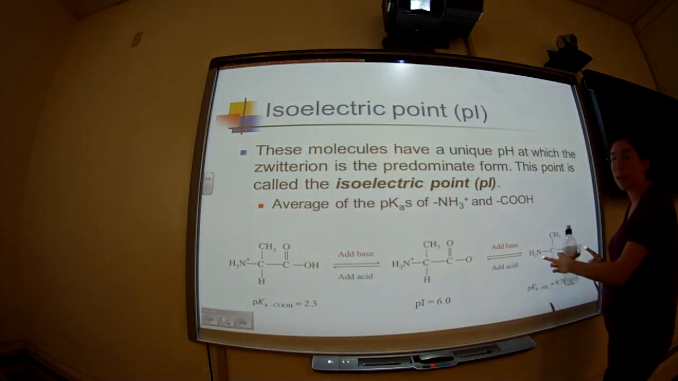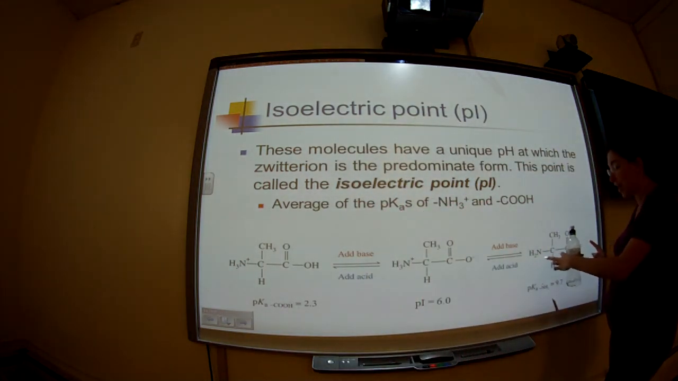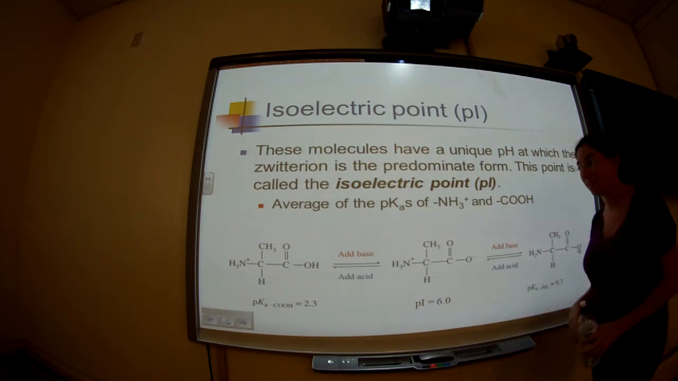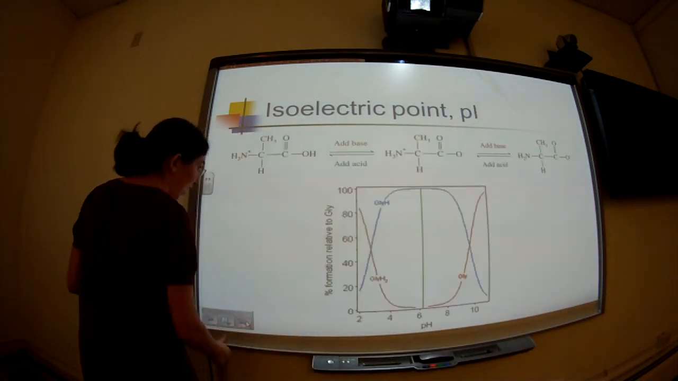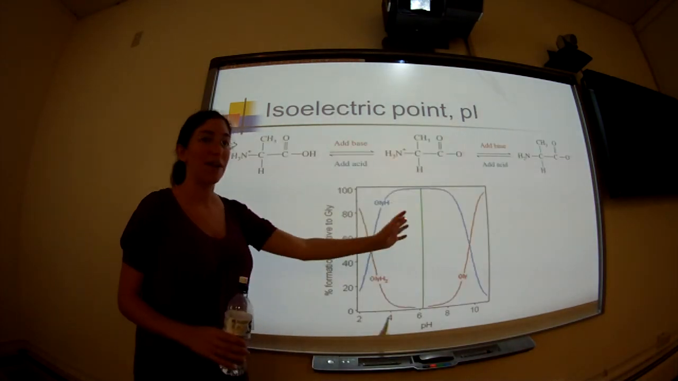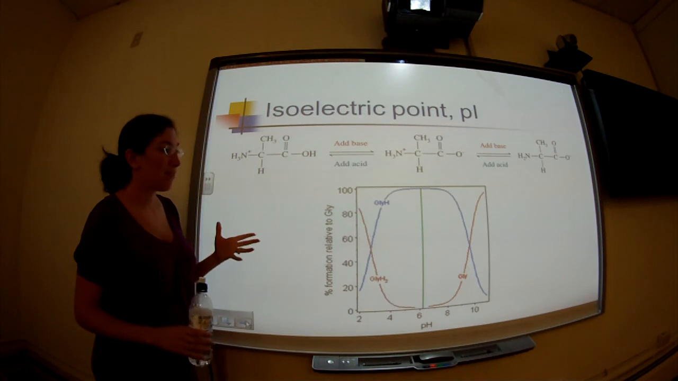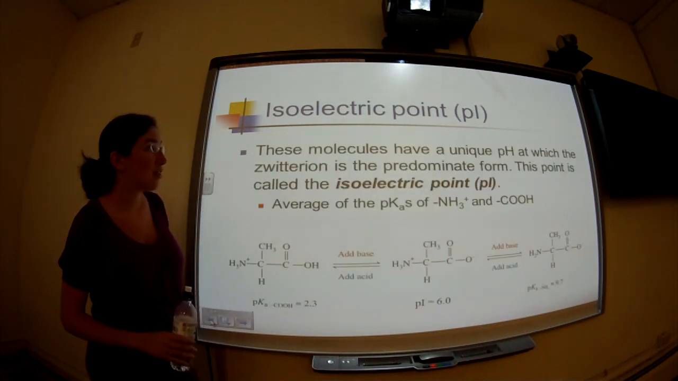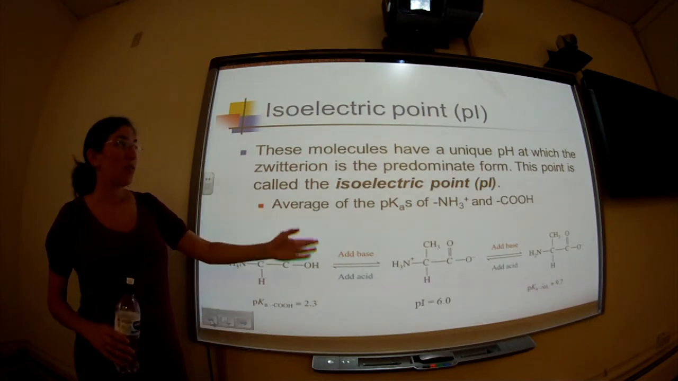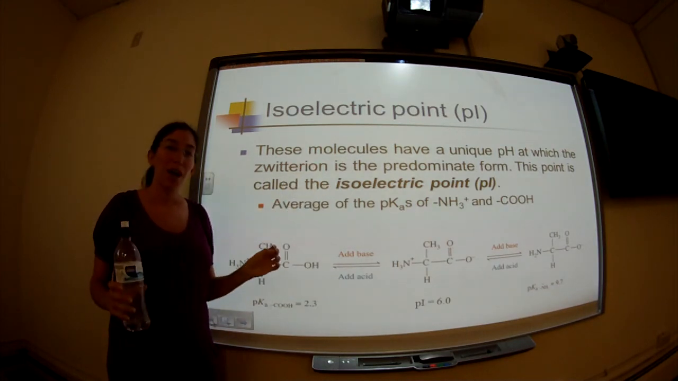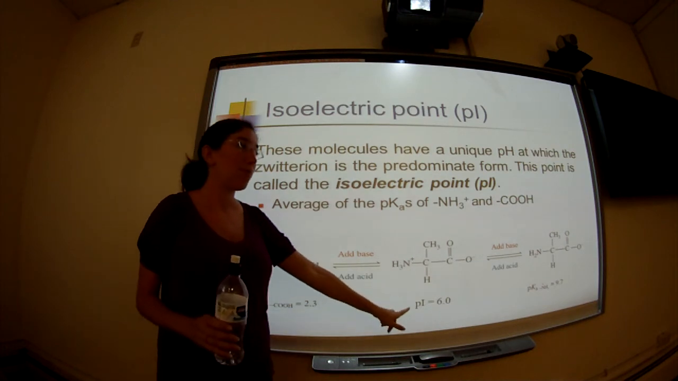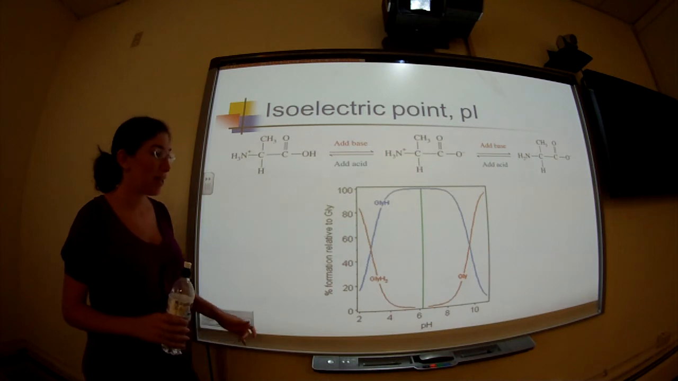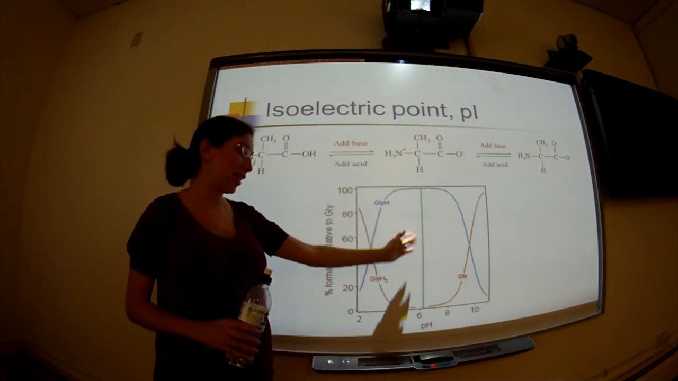Both of these groups are going to lose their protons and just be deprotonated. You can see that here in this diagram. Again, I'm very visual. I like to see things visually. So anyway, the pH where the Zwitterion is the predominant form is called the isoelectric point, or the pI. The isoelectric point of most amino acids is around 6.